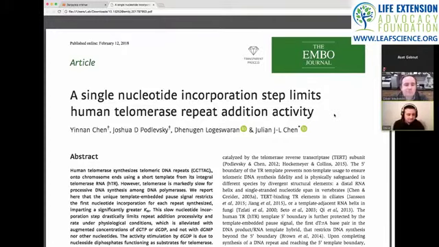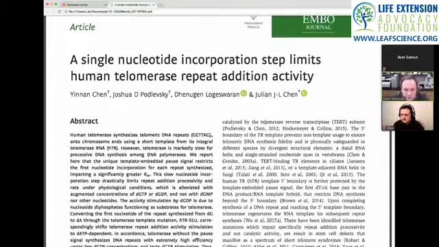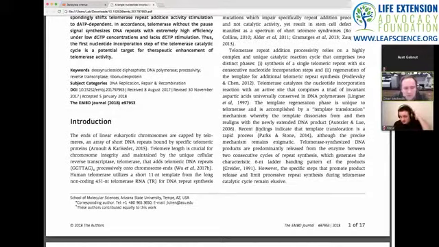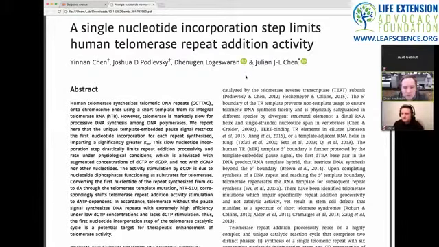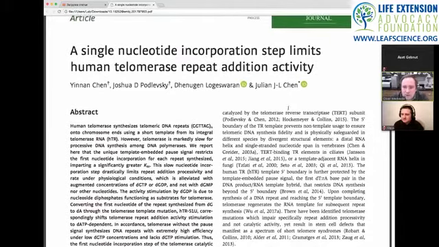So, yeah. Excellent. Okay, so the article is published very recently, February 12, 2018. A single nucleotide incorporation step limits human telomerase repeat addition activity by Chen et al., from, I believe, Arizona State University, Tempe, Arizona. So what is this paper all about? Unlike a lot of the other papers we've been looking at, which are cell biology related or dealing with mouse models, this paper here is a pure biochemistry paper. They wanted to essentially look at a particular function of telomerase.